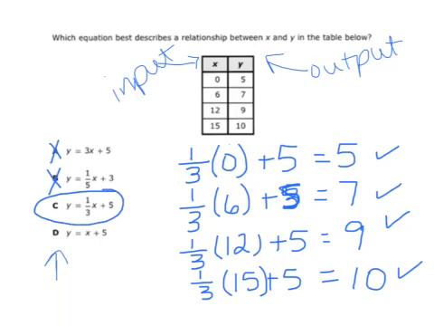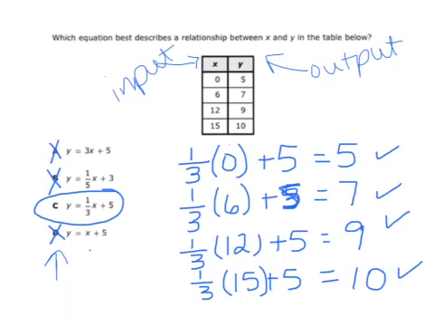If you wanted to, you could keep going and check D just to make sure. Since this is such an easy one, let's just do it in our head. x plus 5, we'll plug in 0. 0 plus 5 is 5. That one works. Let's plug in the next one, which is 6. 6 plus 5 is 11. I'm supposed to get 7 there, so we definitely know we have the correct answer, which is C.